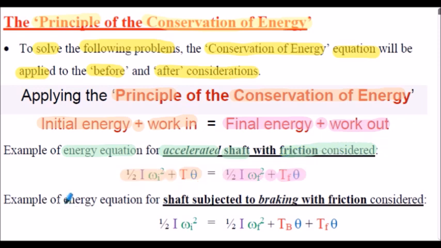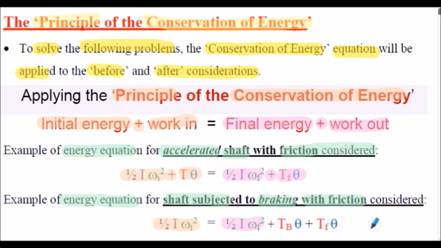If we now consider an example of an energy equation for the shaft subject to braking with friction effects, by default the initial energy would purely be rotational energy, the half I omega i squared. So that's all we've got for the initial energy on the left hand side of the equation. There's no work into the system in this case. But on the right hand side, because we're applying brakes, we would assume that the speed is reducing, but we will still have a kinetic energy of rotation. So we still have half I omega f squared on the right hand side.